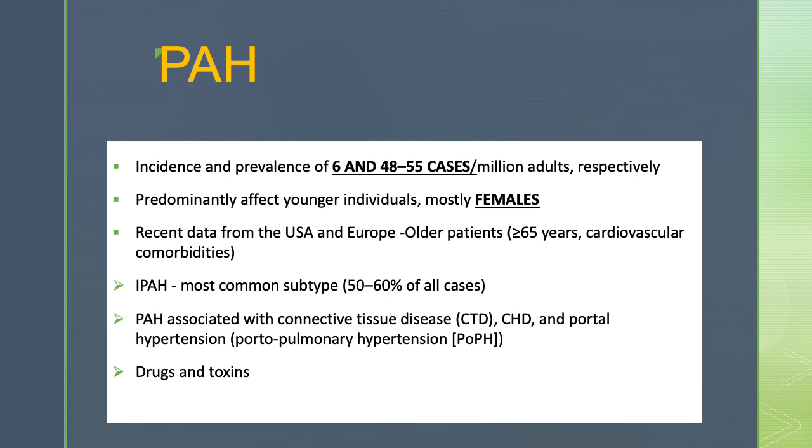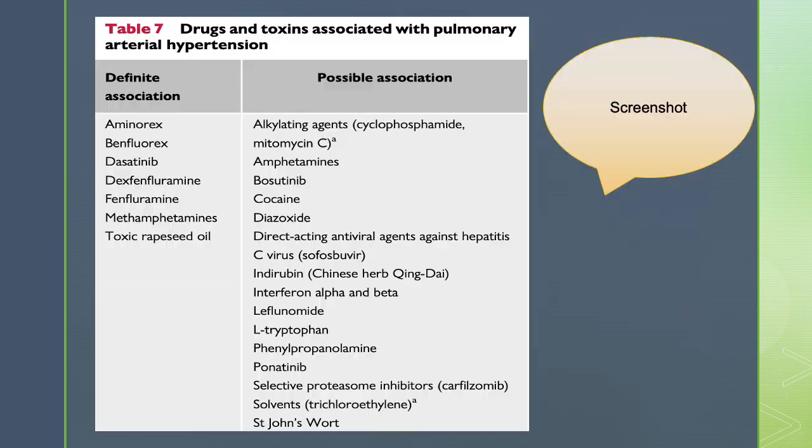It mostly affects females, but there has been recent data where the elderly along with cardiovascular comorbidities have been found to have pulmonary arterial hypertension. So we must remember that it's not just females. Now the gender equivalence is coming back. The idiopathic is the most common variant in almost 50 to 60% of cases, but as we said, some PAH may be associated with connective tissue disease, which is a large area of interest for us, and so it becomes very important. Congenital heart disease and portopulmonary hypertension, and also drugs and toxin related. So there is a definite association with these.